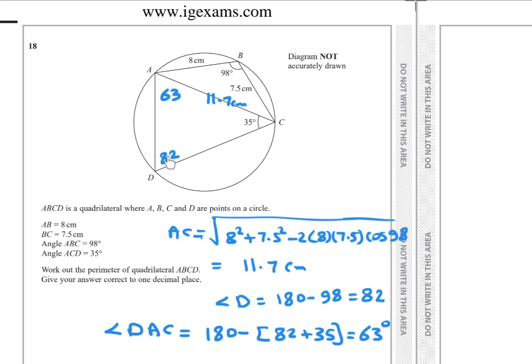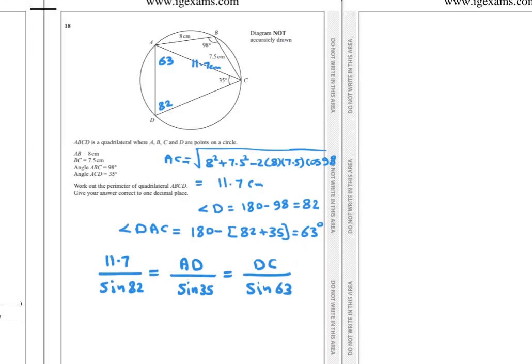11.7 over sine 82 equals AD over sine 35 equals DC over sine 63. Now with cross multiplication, you can find AD and DC. AD equals 11.7 sine 35 divided by sine 82. So AD equals 11.7 sine 35 divided by sine 82 equals 6.78.